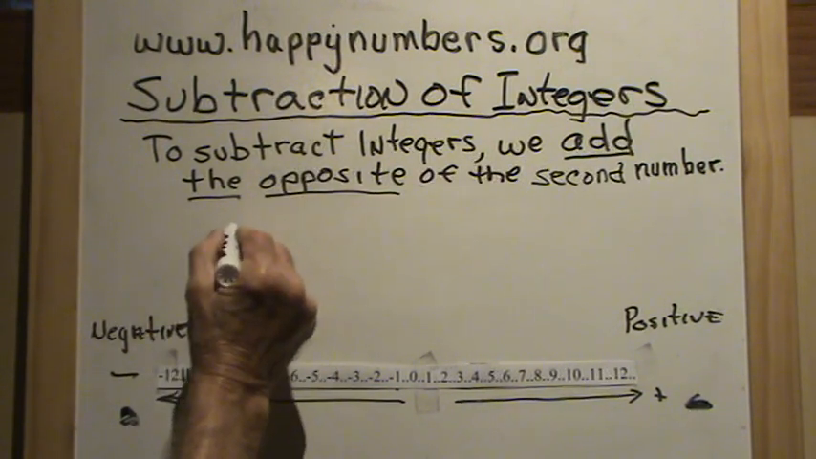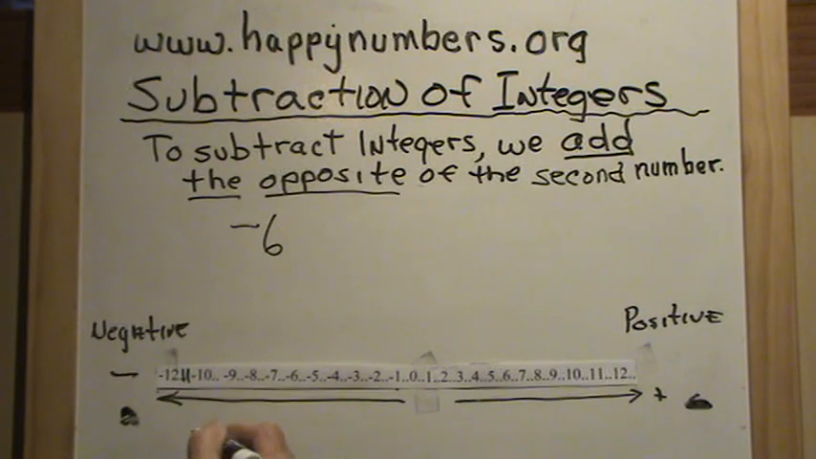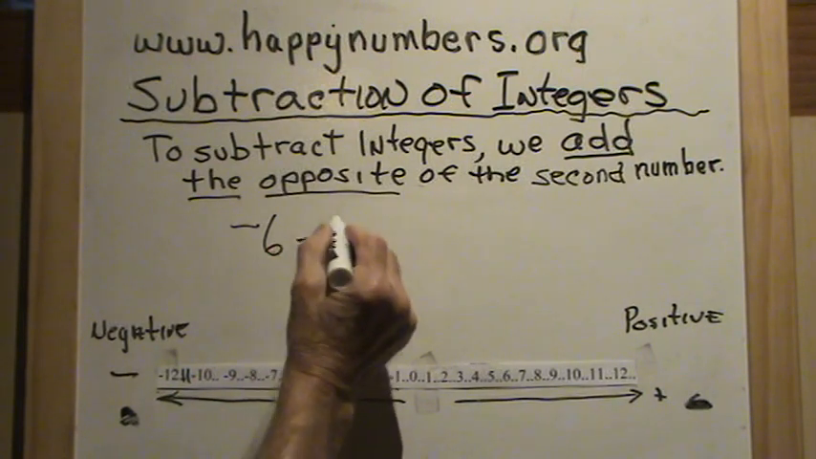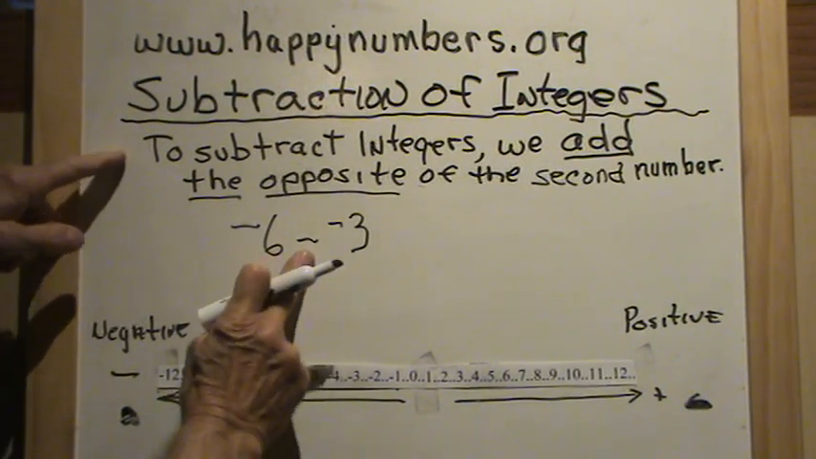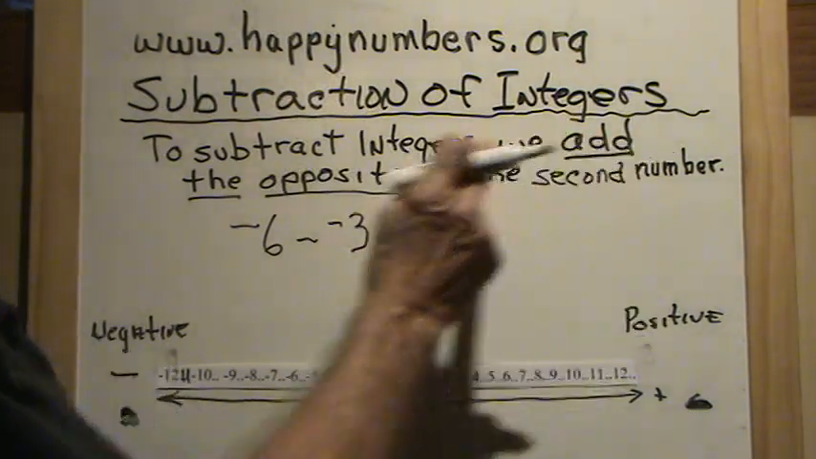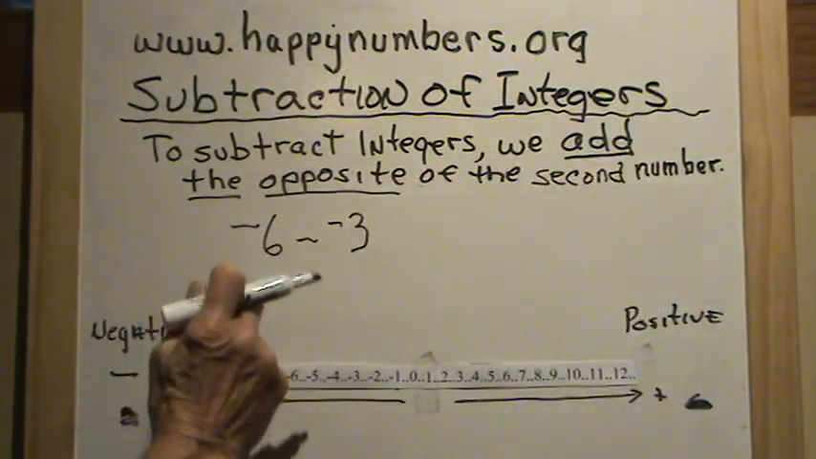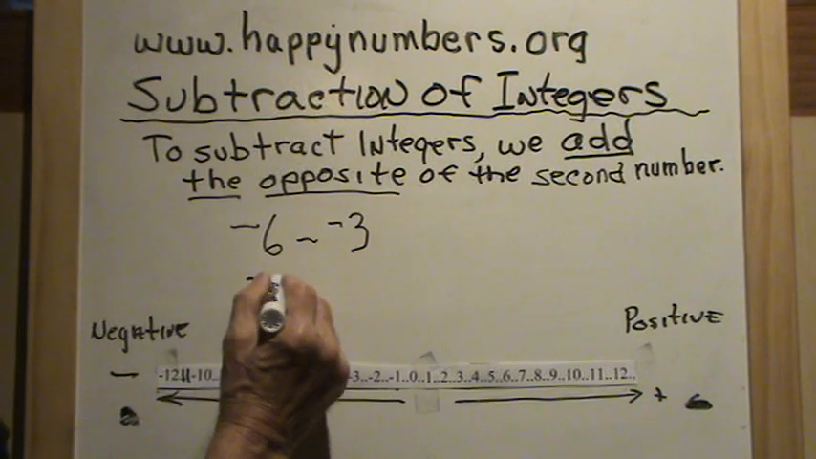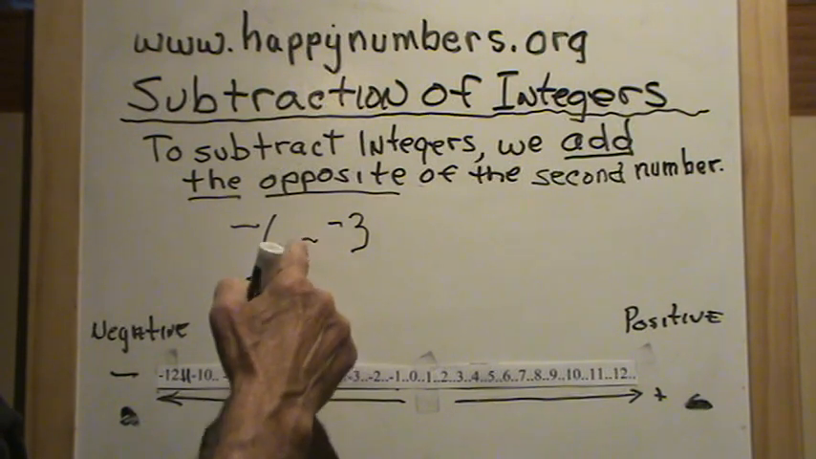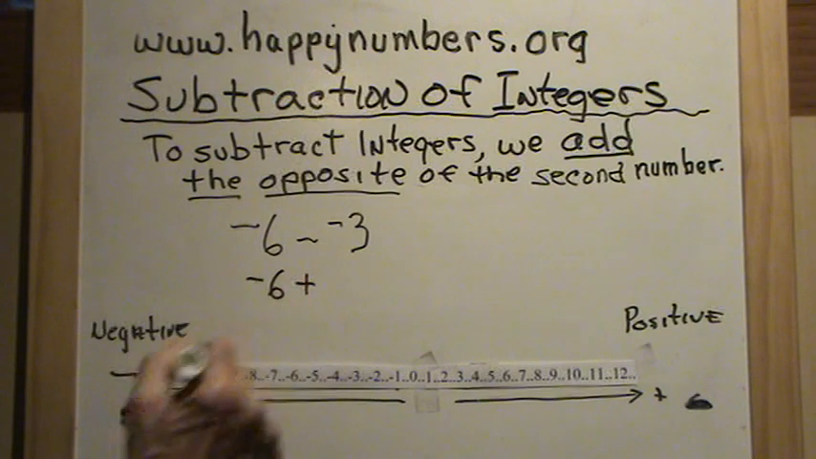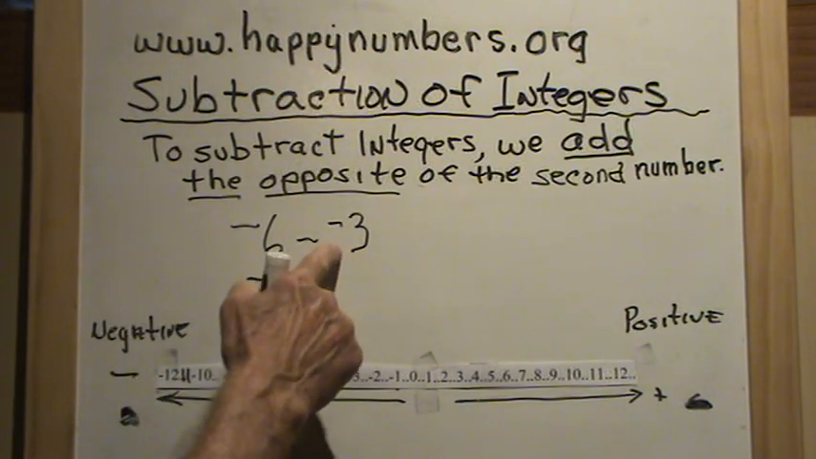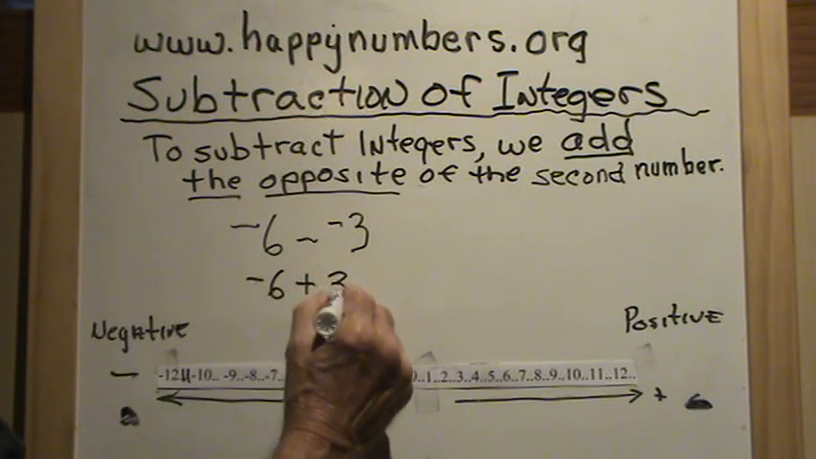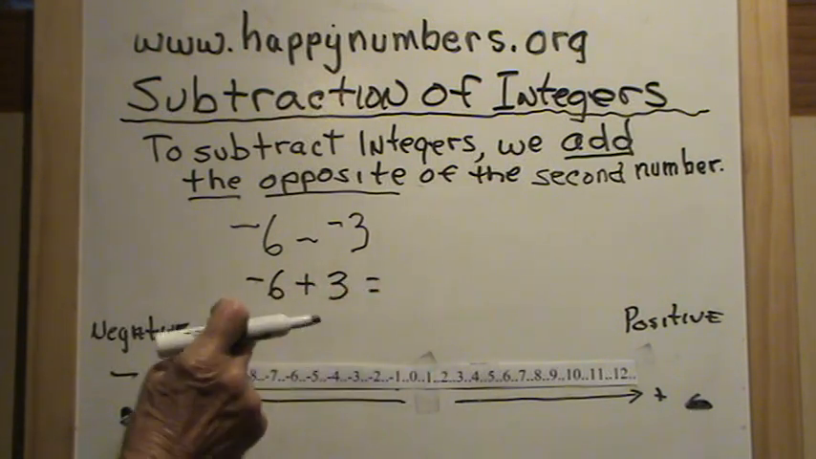Let's take negative 6 minus negative 3. Well, okay, this is a subtraction problem. To subtract integers, we add the opposite of the second number. So we rewrite the problem, negative 6. We add, so we change this to a positive sign. And the opposite of the second number, this is negative 3. So we have positive 3. And now we add these.